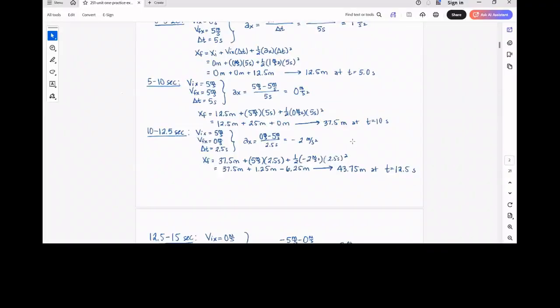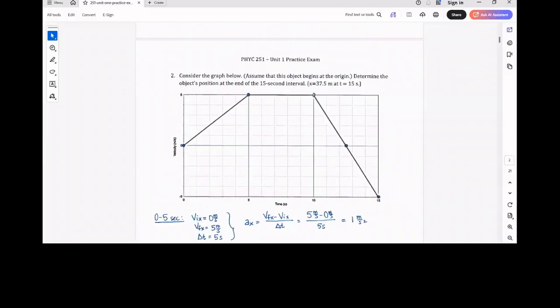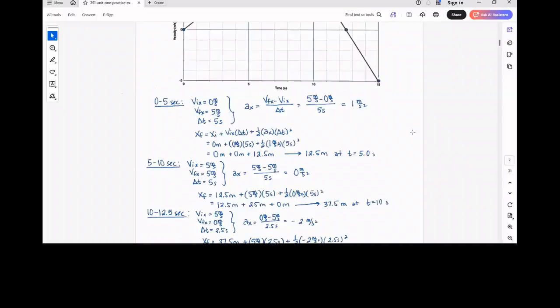So that tells me that this object reaches its final horizontal position at t equal to 15 seconds, but it moves forward and then backward by exactly the same amount.